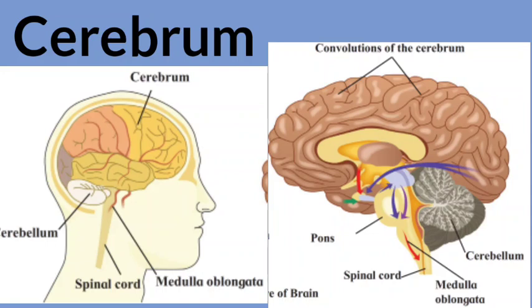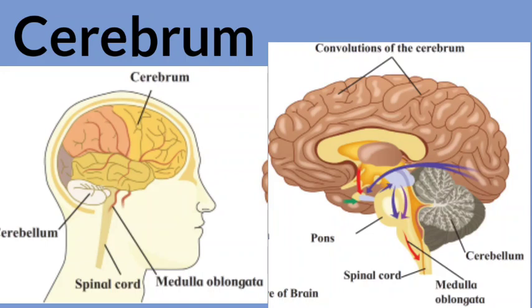See in the figure, you can see that. Convolution increases the surface area of the cerebrum and therefore a large number of nerve cells can be accommodated in it. The more the convolution area, the more the intelligence, as the belief is, because it accommodates more and more neurons, so intelligence increases accordingly.